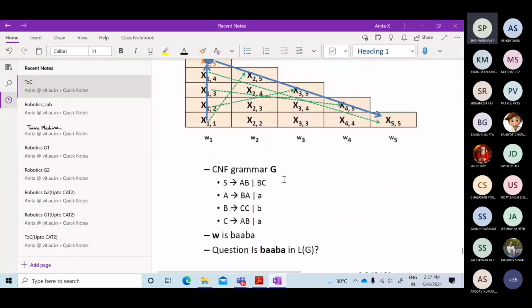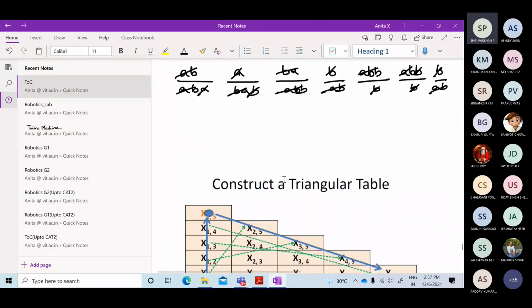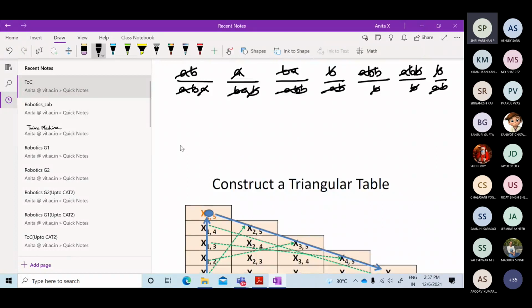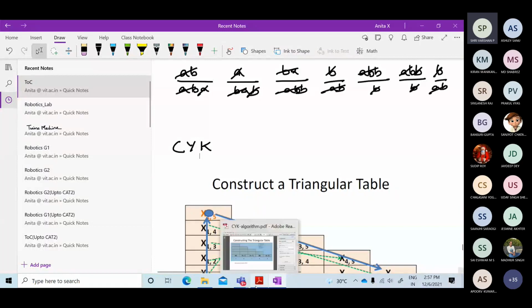Okay, ma'am. So please make a note over here. Please make note of this algorithm, probably in the fourth module, right? So we have discussed the Chomsky normal form, Greibach normal form, and then we'll be dealing here with the CYK algorithm.